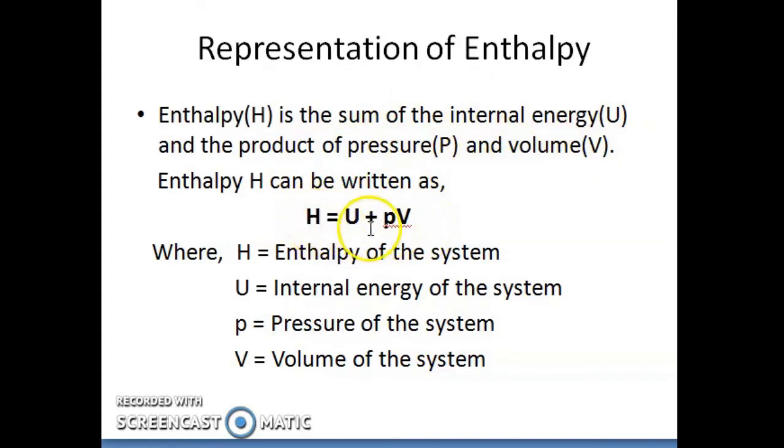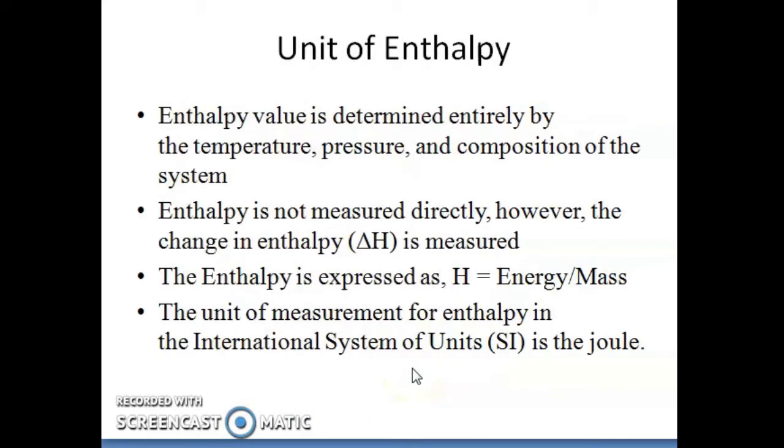So we could say H is equal to U plus PV, where H is the enthalpy of the system, U is the internal energy of the system, P is pressure, and V is volume. As I said, enthalpy has a dimension. Basically, the enthalpy value is determined entirely based on the temperature, pressure, and the composition of the system.